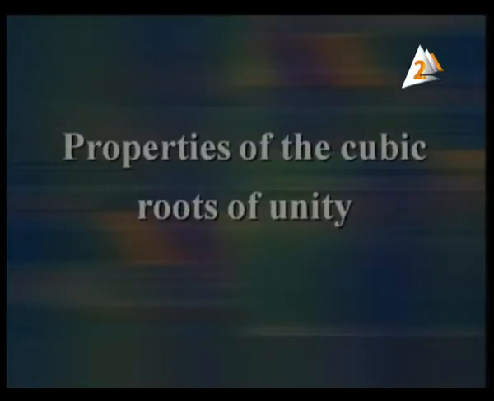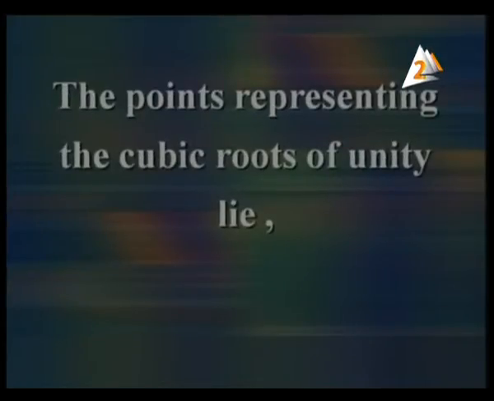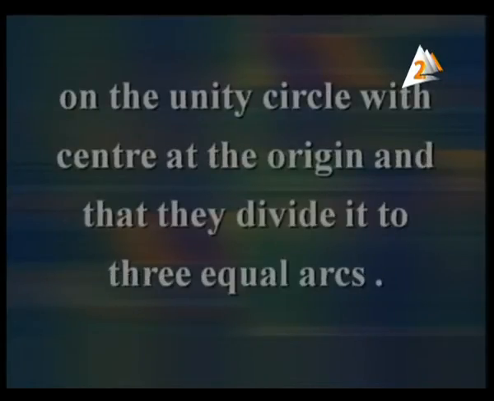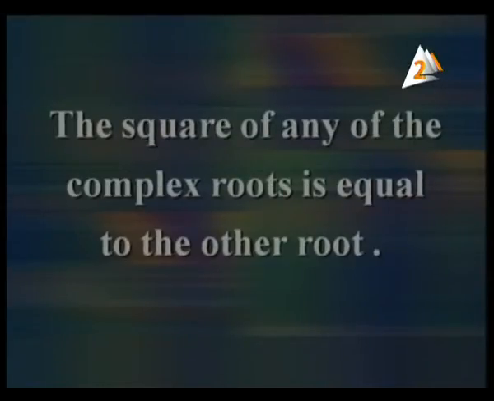Properties of the cubic roots of unity. What is the meaning of properties of the cubic roots of unity? Number 1, the points representing the cubic roots of unity lie in the complex plane. What do you mean by the complex plane of the unit circle? With the center as the origin, they divide it into 3 equal arcs. Property 2, the square of any of the complex roots is equal to the other root.